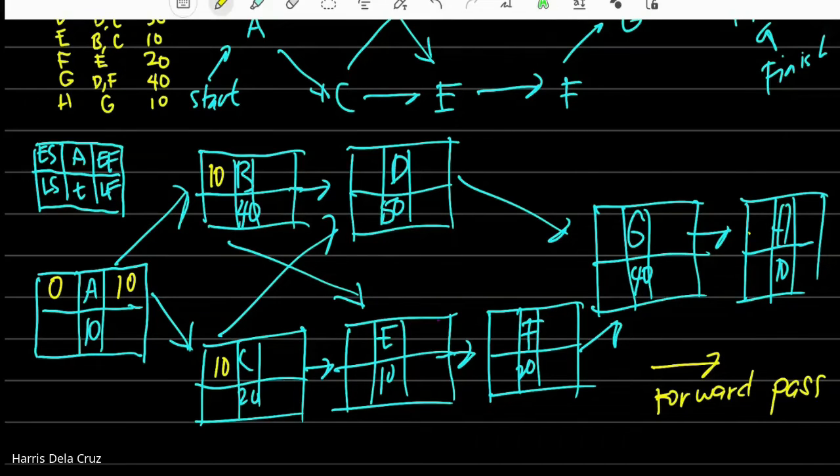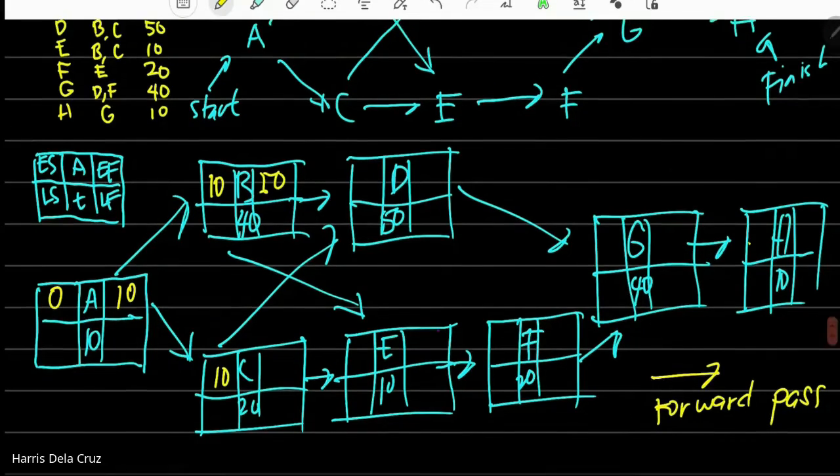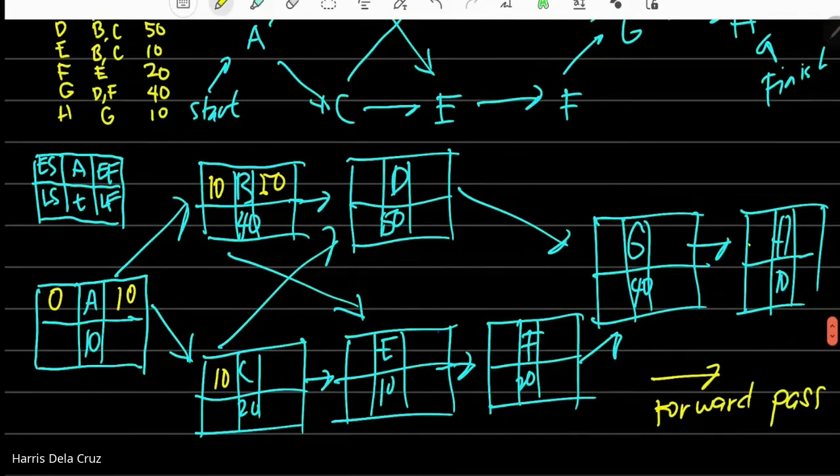Now, pag nag-start na si B ng 10, matatapos siya after 40. So, 10 plus 40, 50. So, ang early finish ni B, 50. Okay? Now, si C naman, ang early finish niya, 10 plus 20. So, 30. Tama? Kasi ang C ay 20.